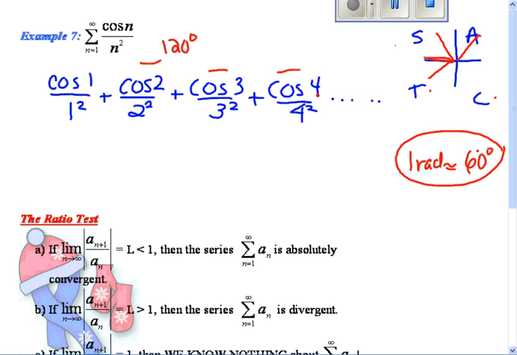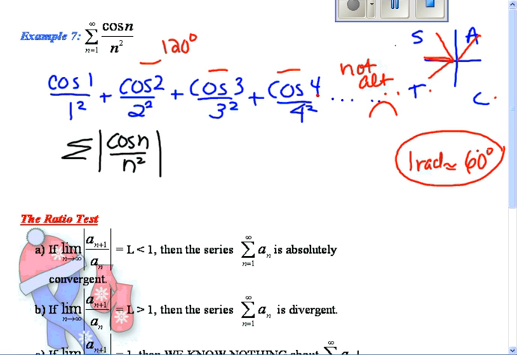The point is that this is not alternating, so I can't use the alternating series test there, which is unfortunate. But I can use the absolute convergence test, because the absolute convergence test says that if I take the absolute value of this, if that converges, then that has to converge.